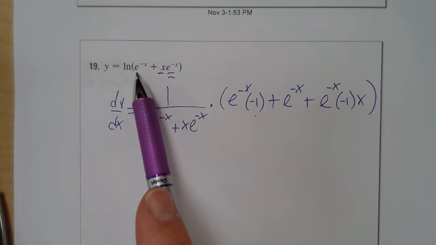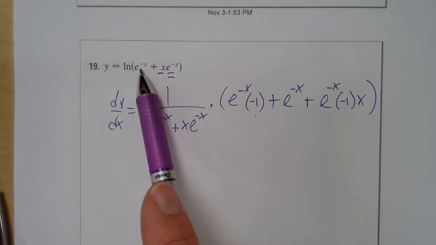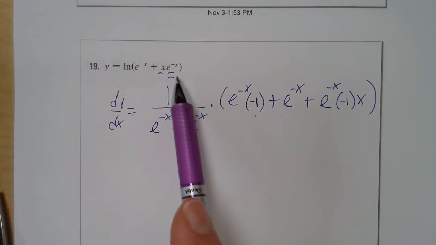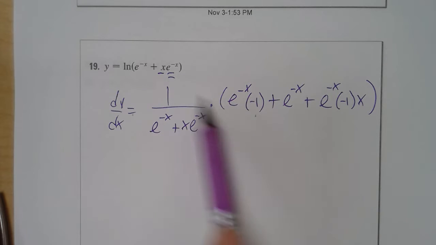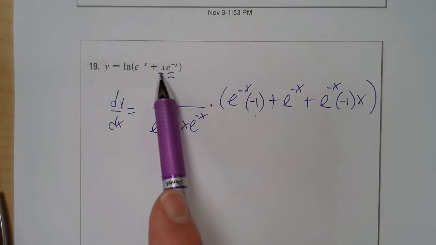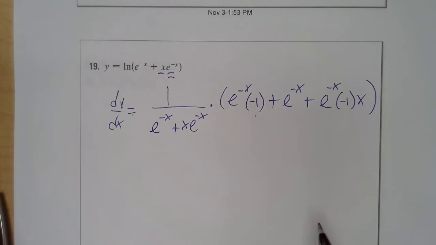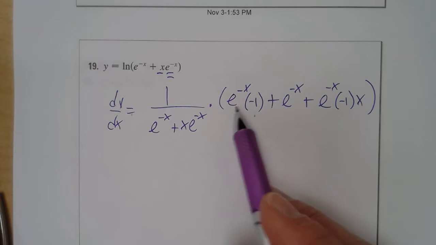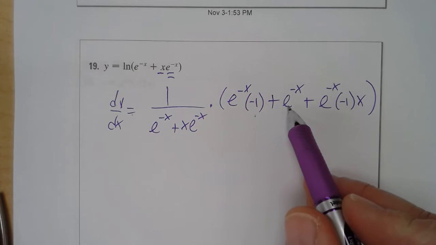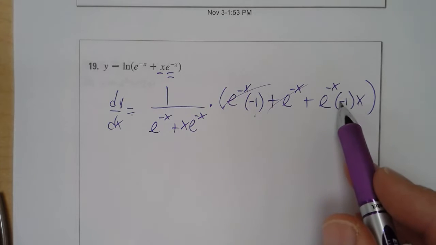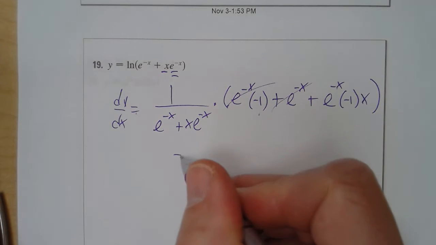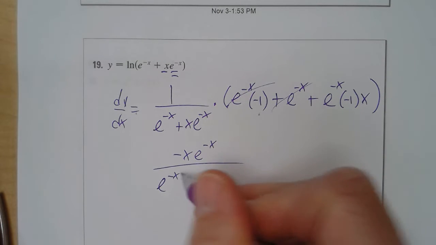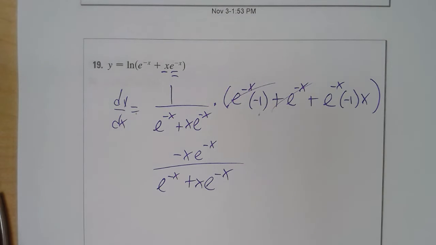So the derivative of this would be e to the negative x, and the derivative of the inside is negative 1. I got that. Derivative of the first is 1, so it's by itself. The derivative of this is the same as this one, copied down, times the first. Okay, so this should be good. Now, these cancel out, right? So this would be negative e to the negative x and e to the negative x. So these go away, and that's left over with a negative. So it's negative x e to the negative x over e to the negative x plus x e to the negative x.